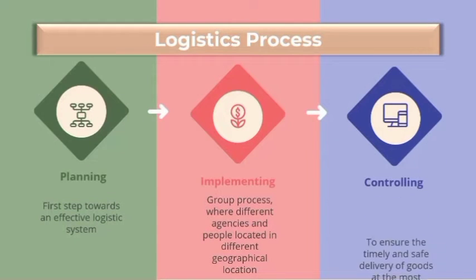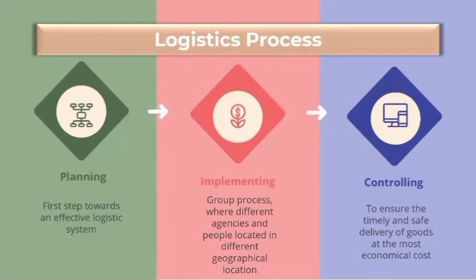The third step of an effective logistics system is controlling the flow of goods. The timely arrival of cargo at its destination is very important. Sometimes, if the goods arrive too early, they incur demurrage at ports or warehouses, or else they simply perish. On the other hand, if the goods arrive late, it leads to customer dissatisfaction and loss of opportunity. Therefore, an effective logistics system ensures the timely and safe delivery of goods at the most economical cost.